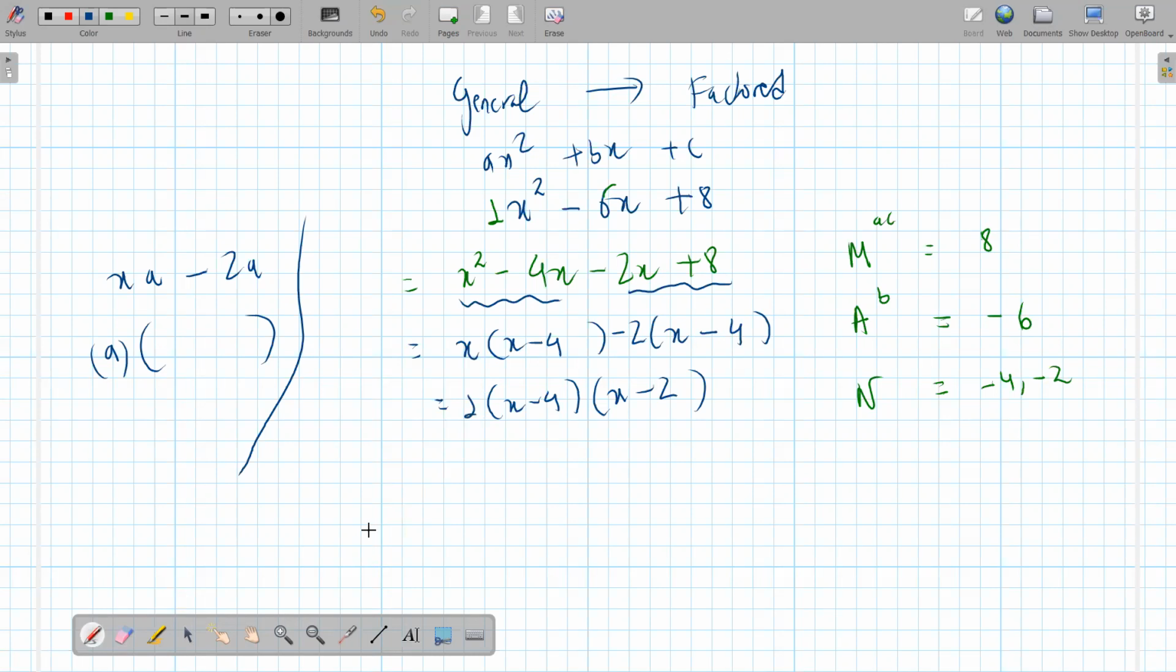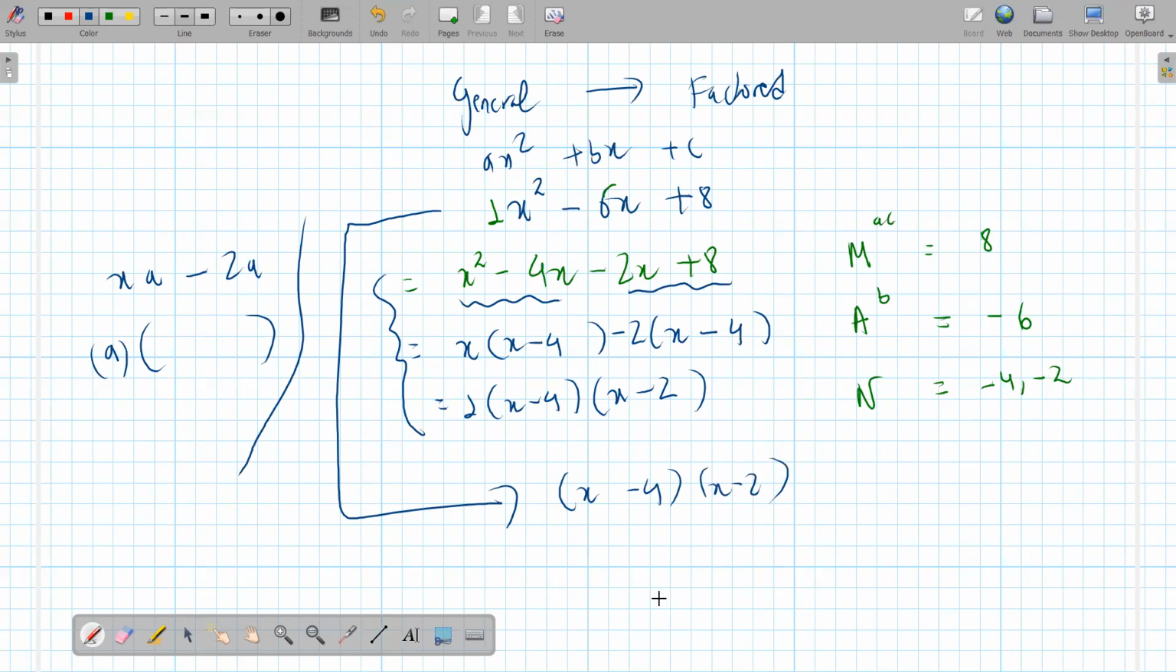Okay, so that's general to factored. And then, is there anything that changes if the a value is a number? I forget. Like if it's not just 1. So if it's 1, here's a shortcut. We did it the long way because usually the a value is not going to be 1. If the a value is 1, you see we had our two numbers, -4 and -2. So in the factored form, it's simply going to be x minus 4, x minus 2 in one step.